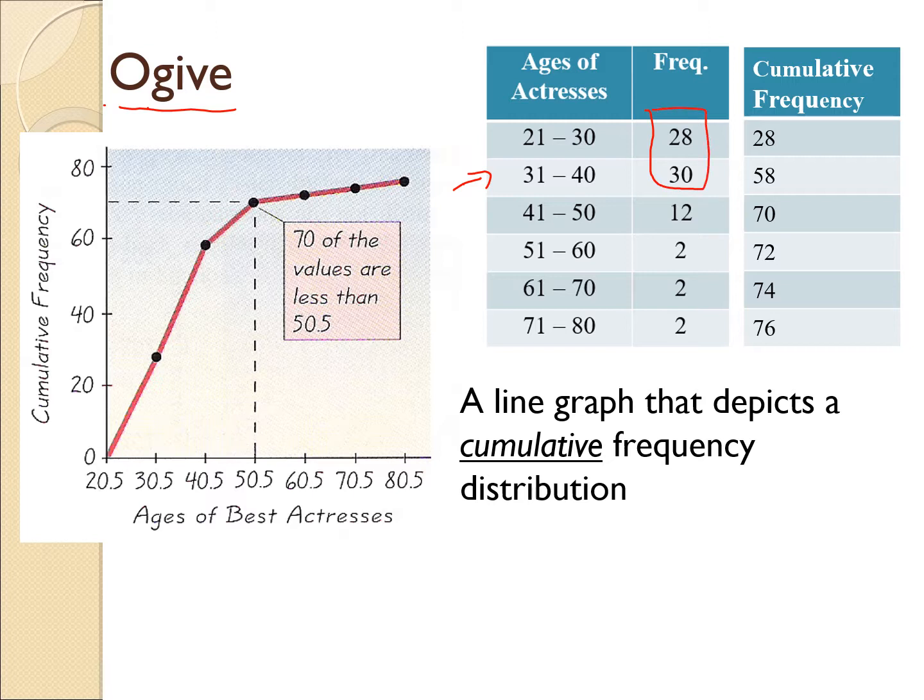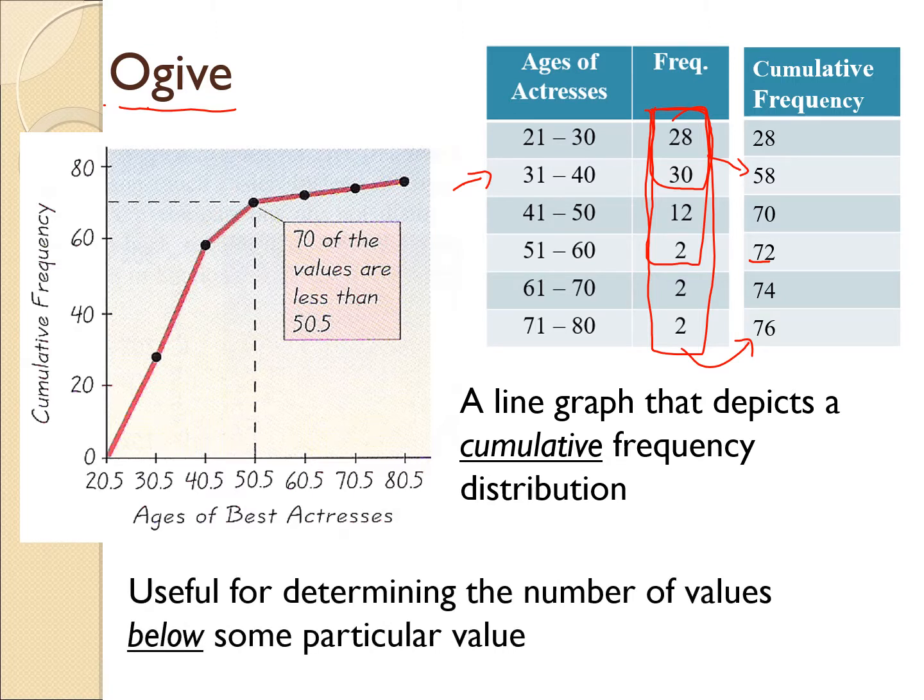were 28 in the class before it. We add those together to get that 58. This 72 comes from all of the frequencies that we've seen up to that point. This number here should just be the sum of the frequencies. And sometimes we're going to do relative frequency ogives, where we'll just switch all these numbers to percentages by dividing them by the total number of frequencies, in this case 76. So ogives are helpful in determining the number of values below some particular data value, or the percentage of data below some particular data value.